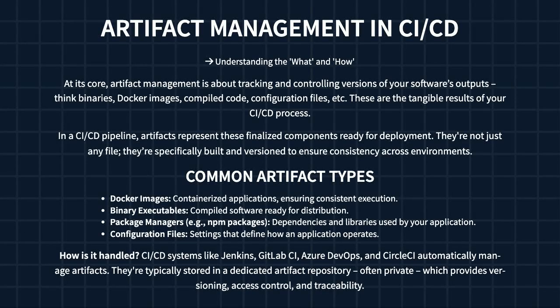Okay, let's talk about artifacts. Think of them as the finished products of your CI/CD pipeline, the actual deployable bits. These could be compiled code, package containers, or even just configuration files. It's crucial to understand what these are and how they are kept track of. CI/CD tools automatically build and store these artifacts in a secure repository. This ensures that you always have the right version available for deployment, preventing issues caused by inconsistent environments.